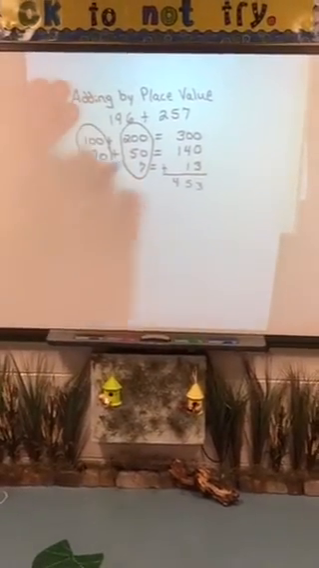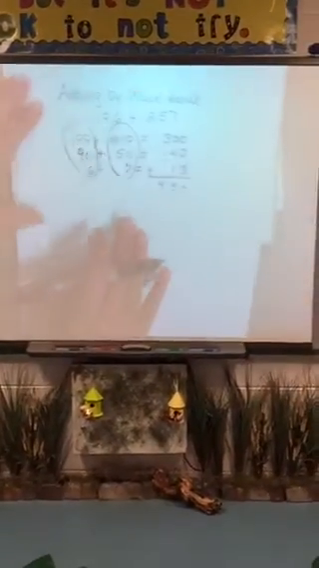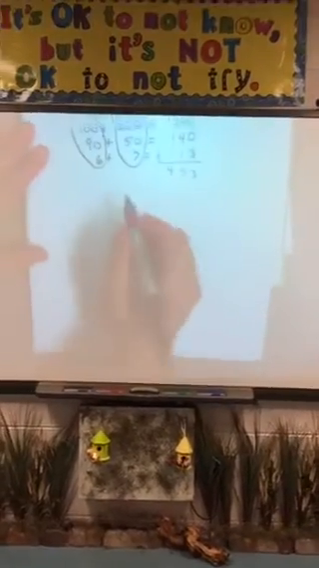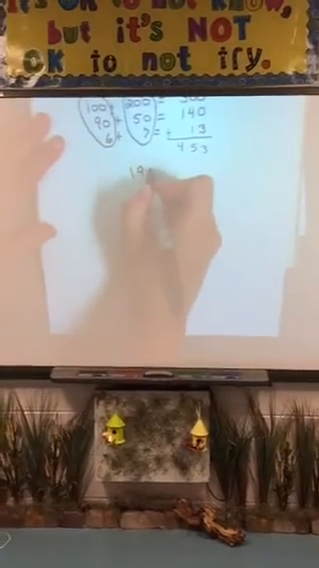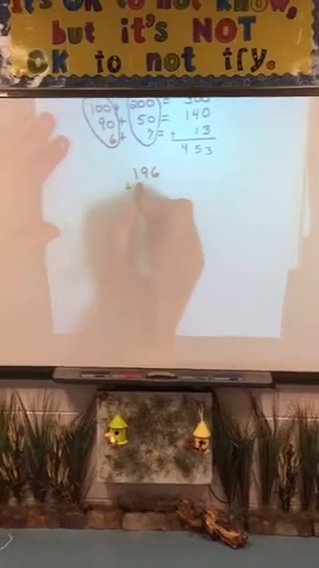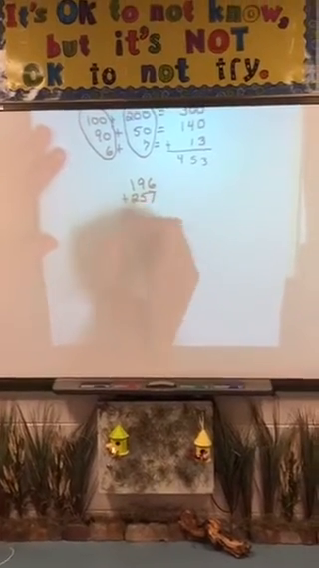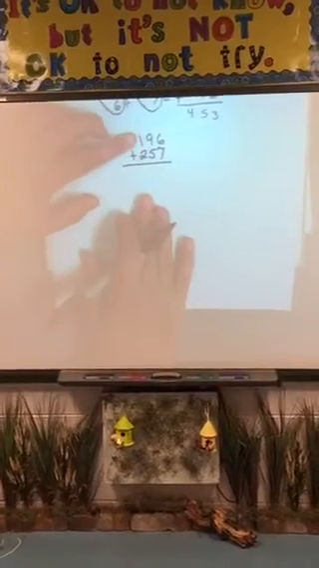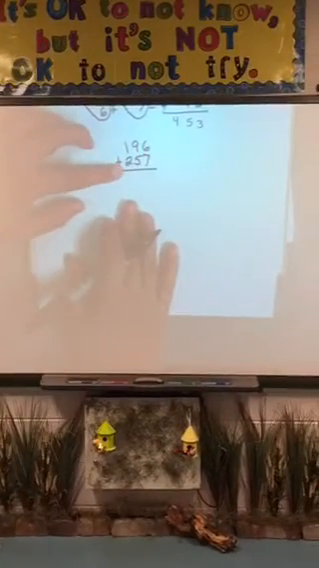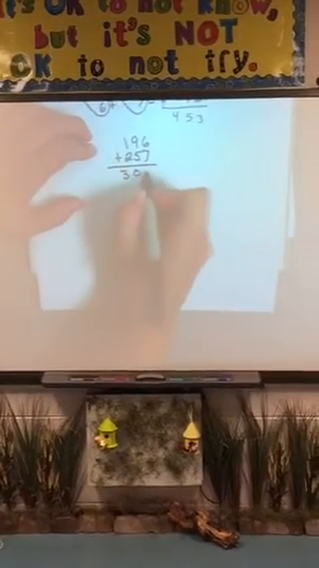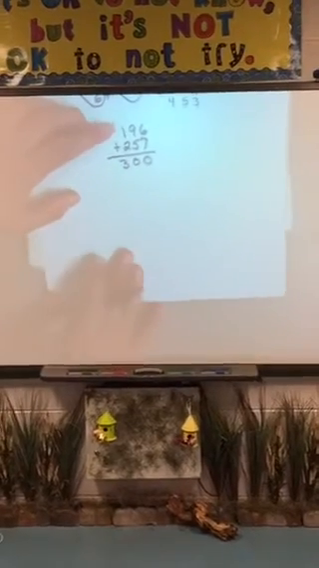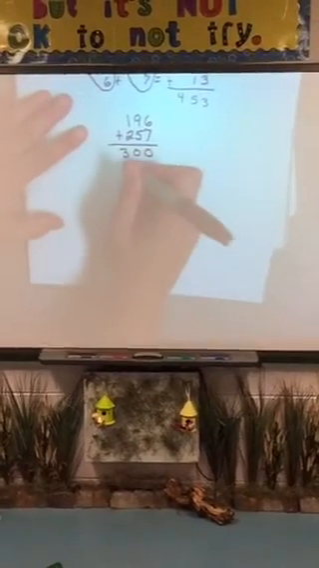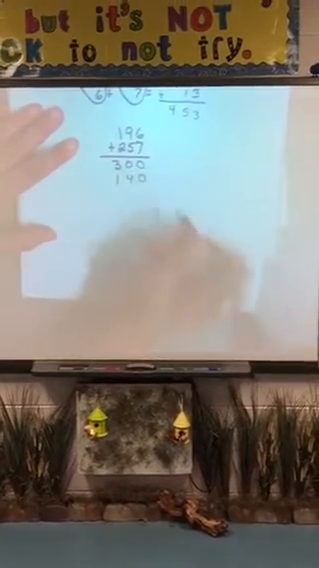Once the kids are used to their steps, they can rewrite adding by place value where it models the standard algorithm. So I'm going to write 196 plus 257. Still going to add my place value, so this is going to look a little bit different. I'm going to add my hundreds. 100 plus 200, that gives me 300. Now I'm going to add my tens. 9 tens plus 5 tens. That's 14 tens, so it has a value of 140.